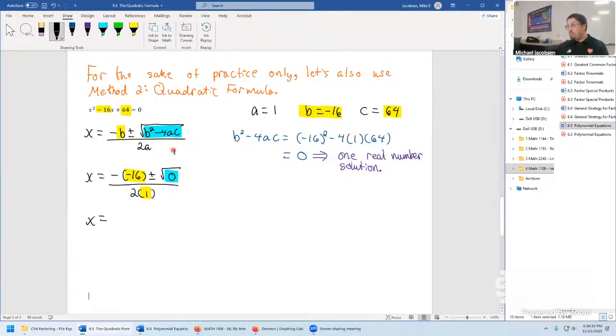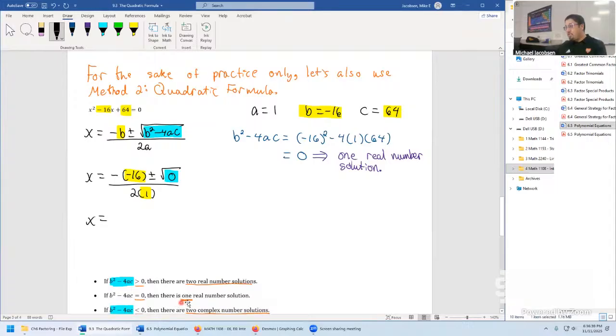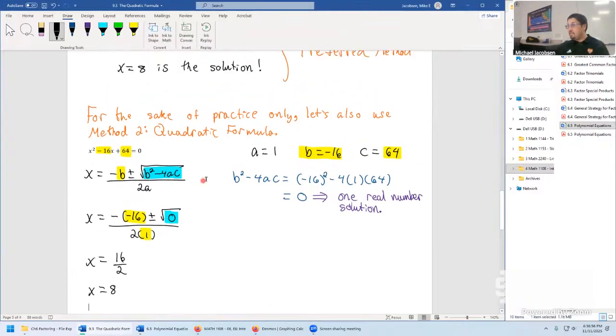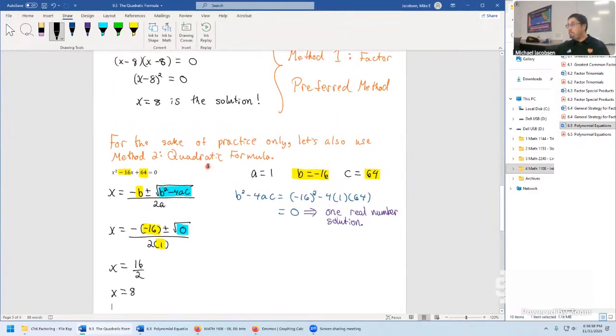So this means when we go to simplify this down, the plus or minus is also gone. Plus and minus vanishing is the reason why there's exactly one real number solution. There's nothing that you're adding and subtracting, so one solution altogether. And this just becomes positive 16, divided by 2. So x equals 8 altogether. That's what we got in the conclusion right above.